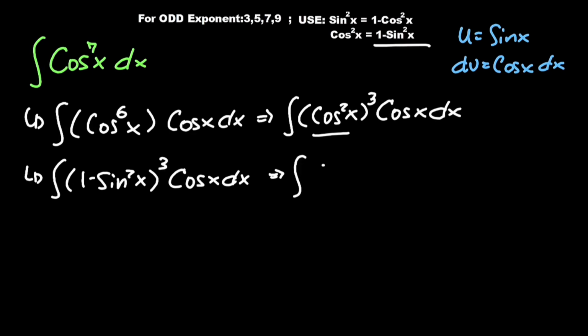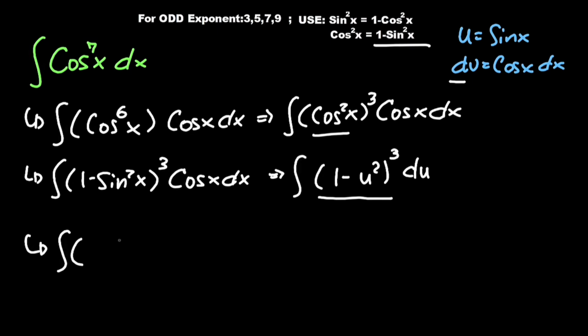And so this would be integral of 1 minus u squared to the power of 3. Just in case you don't know, du here is cosine x dx, which is this. So just substitute it as du. And now expand this trinomial expression. So this would be the integral of 1 minus 3u to the power of 2 plus 3u to the power of 4 minus u to the power of 6 du.